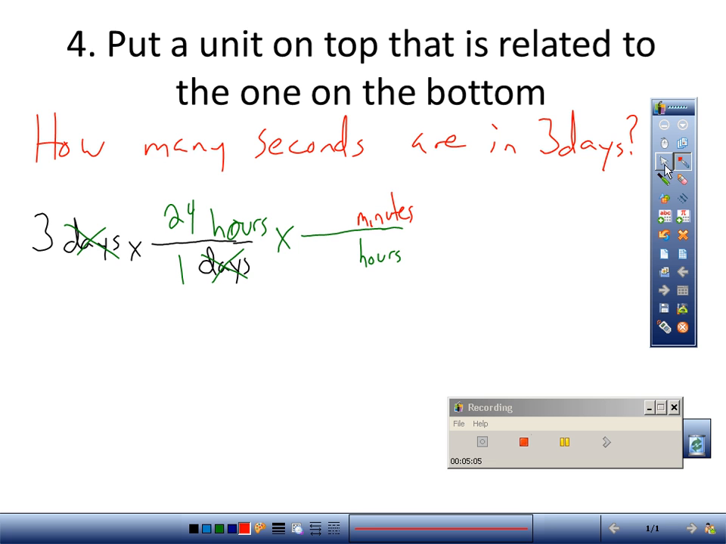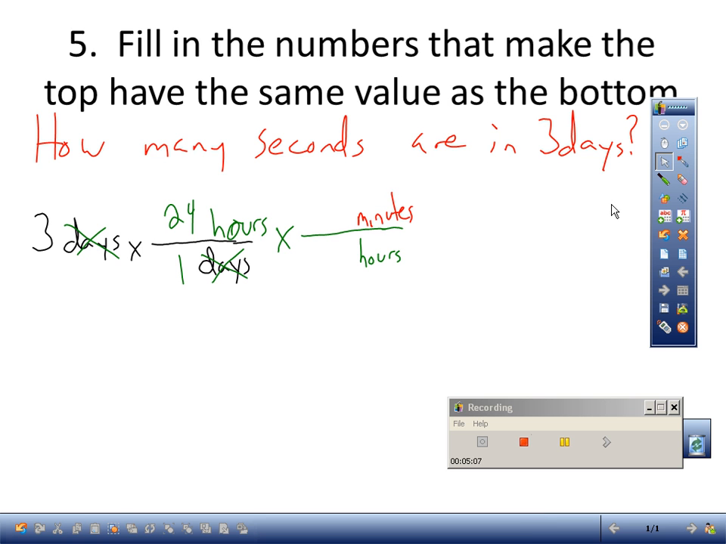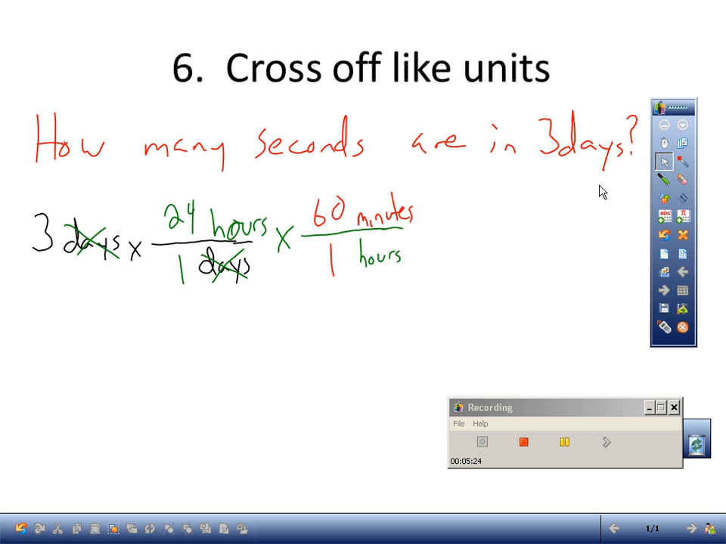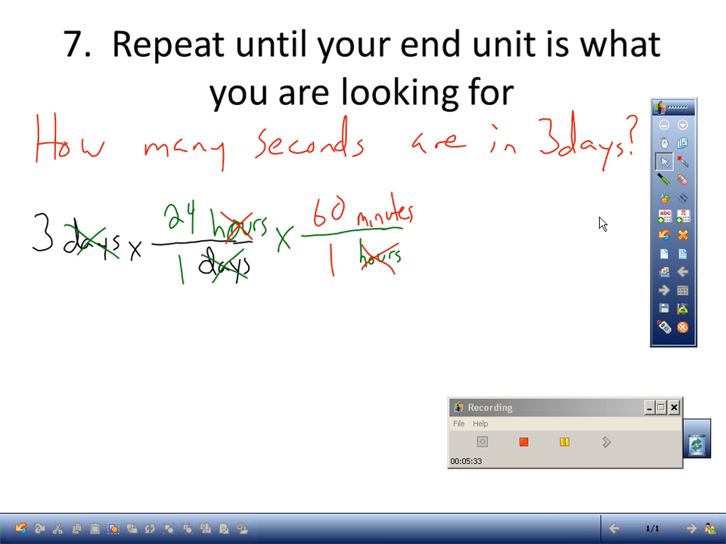And once I have my ratio, my units, then step number 5 says fill in the numbers. So there's 60 minutes in 1 hour. And again, this ratio has to equal 1. The thing on top has to be equivalent to the thing on the bottom. Rule number 6 says cross off like units. So I have hours and hours. Those are gone. And rule number 7 says repeat until we're where we want to be. Well, I want to be in seconds, but I'm in minutes. So I got to do another one.